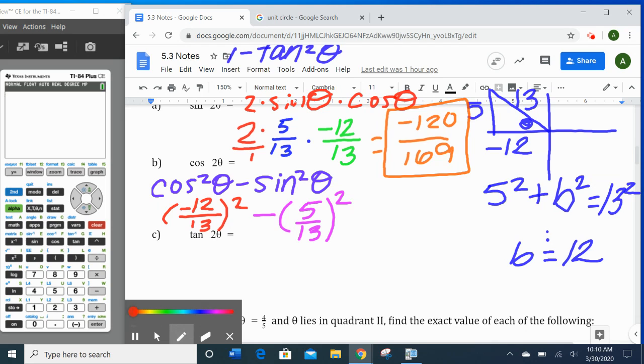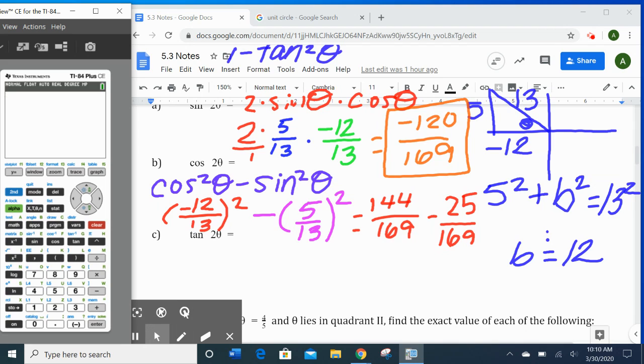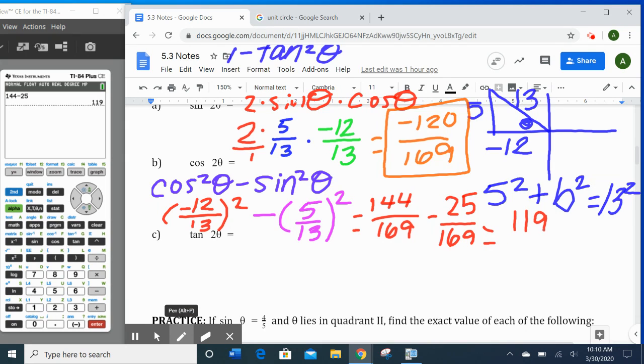So when I square the first fraction, negative 12 squared is positive 144, and 13 squared is 169, minus 5 squared is 25/169. So then I'm left to take 144 minus 25, and I'm feeling lazy, so 144 minus 25 is 119. So let me give myself some room. My answer is 119/169 for the cosine of 2 theta.